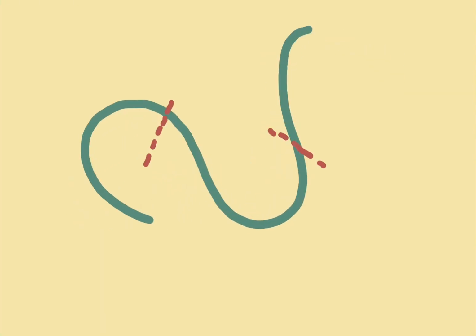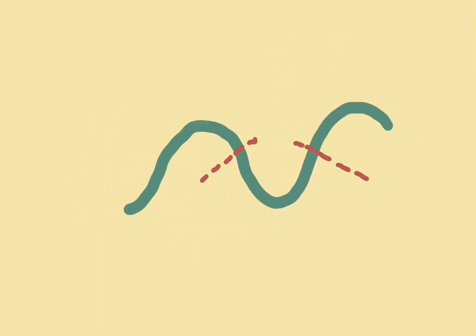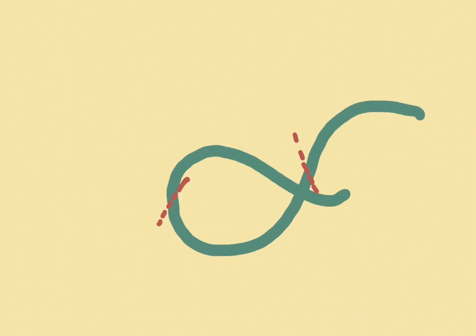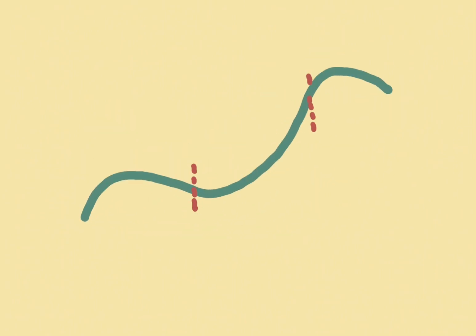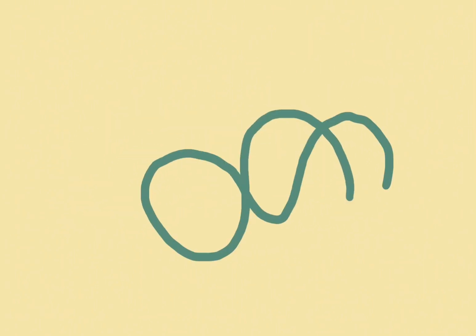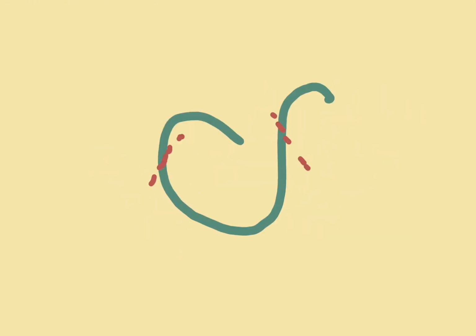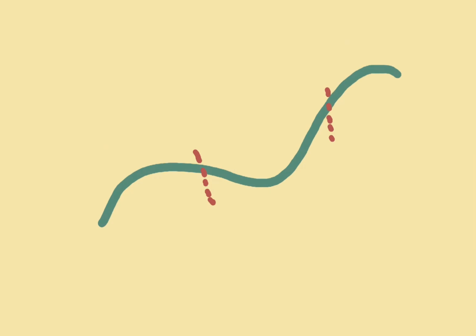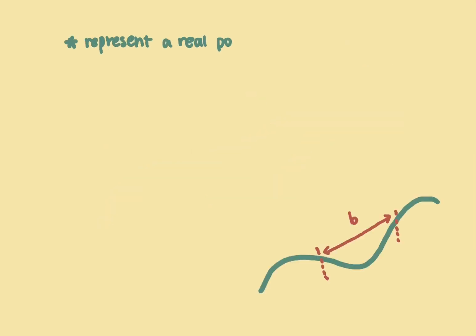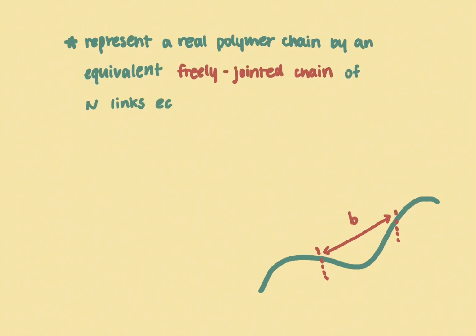The idea behind Kuhn segment length is to separate the polymer into long enough segments so that each segment can represent the length of an equivalent hypothetical segment that behaves like a freely jointed chain. In other words, it is as if the polymer were made up of straight, non-flexible rods of length B connected by freely jointed joints.